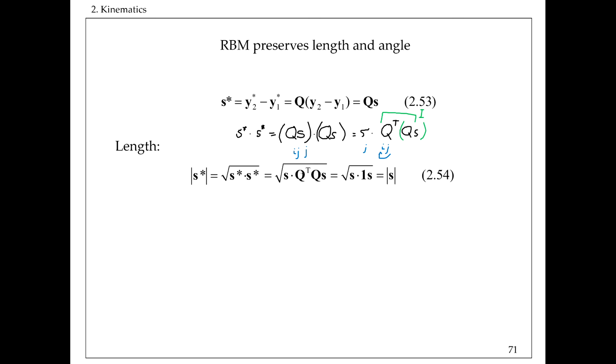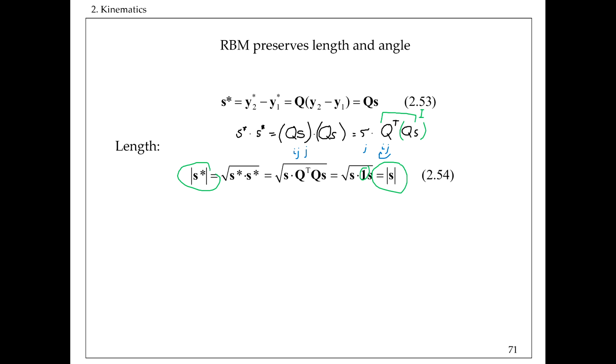So we can write, okay, so we see here that we have this Q transpose Q, which is nothing but the identity tensor, and therefore it is the identity tensor acting on that vector S, so it's still vector S, and we obtain that the result is the square root of S dot product S. And so of course this is the same initial length of S. So we obtain that basically the length after the rigid body motion is the same as the original length of the same vector, as we defined it in the deformed configuration.